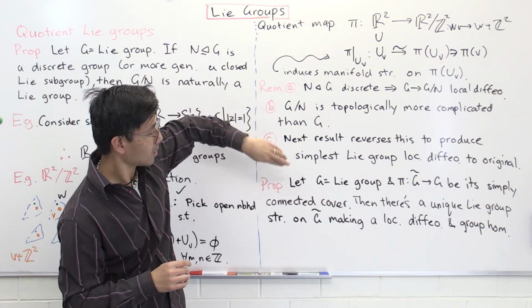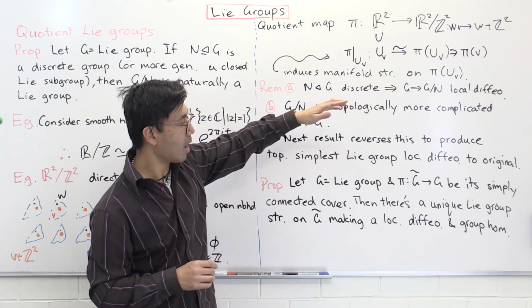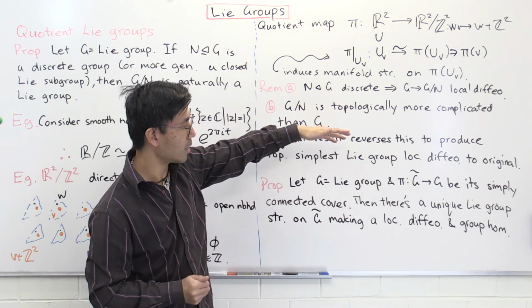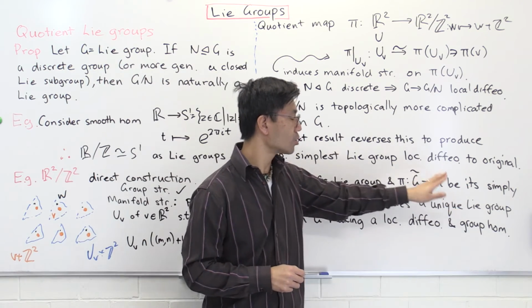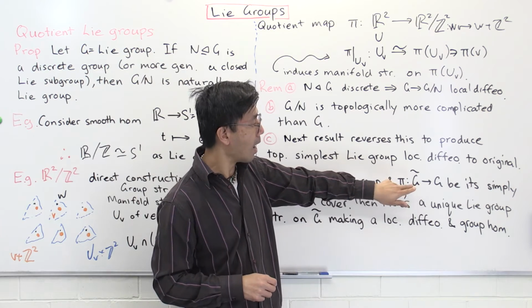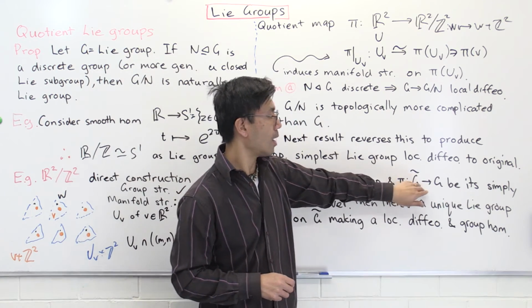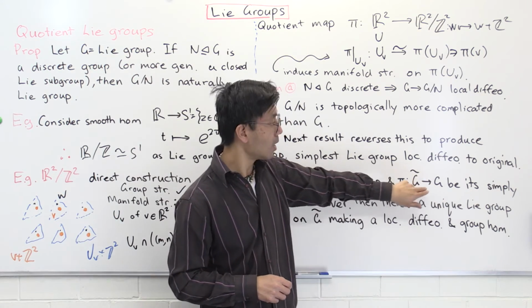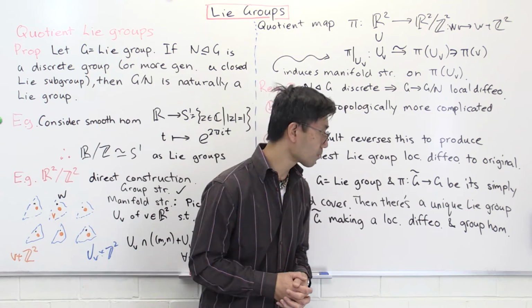So the proposition involves a Lie group G. And what we do is consider its simply connected cover, some topological space G tilde, together with a quotient map like this. And this is going to be a covering map such that this is simply connected. So its fundamental group is trivial.